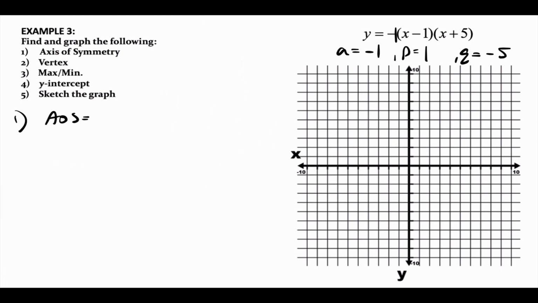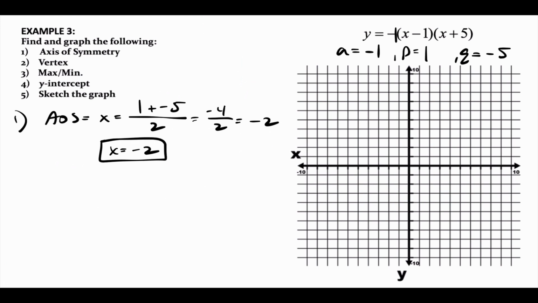Axis of symmetry. Since this one doesn't have an H and a K, I have to use other rules. Well, it's halfway between P and Q. So what is halfway between 1 and -5? Sometimes you can do it in your head. If you can't, just add them together, divide by 2. So 1 plus -5 divided by 2. -4 divided by 2, -2. That's where my green line is going to go.